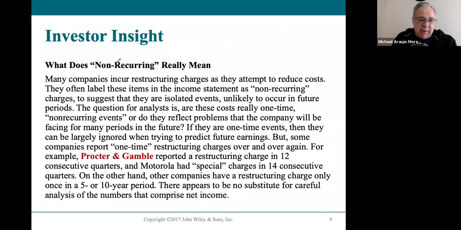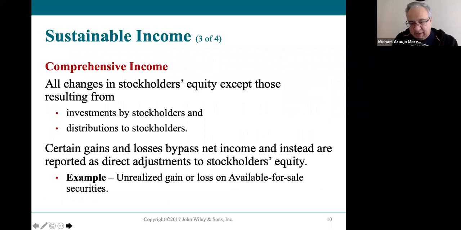Okay. Nice little story about what non-recurring means, because some companies really do this more than they need to. Procter and Gamble had restructuring charges for 12 consecutive quarters. It's 3 full years. That's not supposed to be something that you do over and over and over again. So some companies can abuse this idea a little bit in their reporting. Something to look forward to.